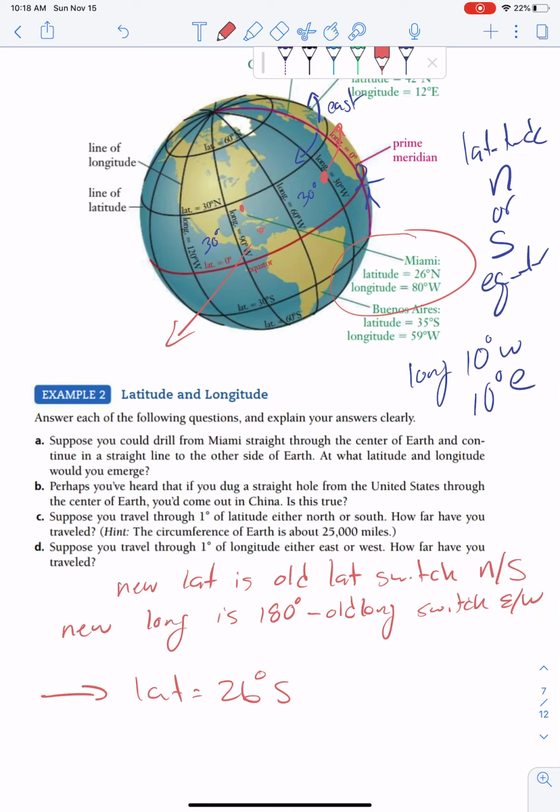Okay, so with Miami, my old longitude was 80 degrees. So I take 180 minus 80, and I get 100 degrees. So my new longitude is 100 degrees, but I used to be west, now I am east. So that's a little bit hard to remember. The north and south, super easy. You just switch whether you're north or you're south.